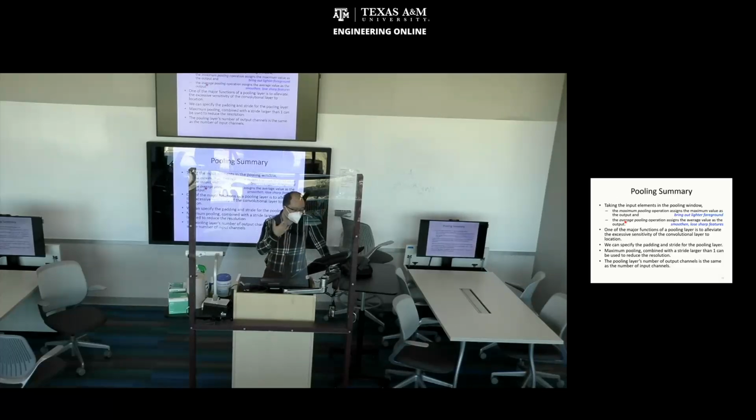So now let's summarize pooling again. What pooling is doing is that it takes the input elements in the pooling window and does something very similar to convolution. For instance, it's doing the maximum or the average. But it does not have any parameters. So one intuitive way to see what they are doing is, in the case of maximum pooling, it's bringing out the lighter foreground. If you think about the grayscale image, the lighter pixels are the higher values.